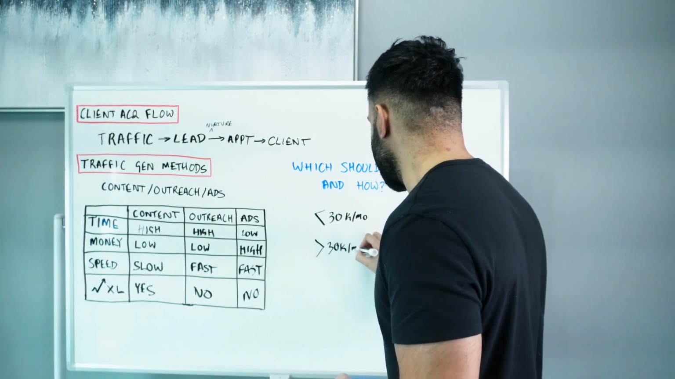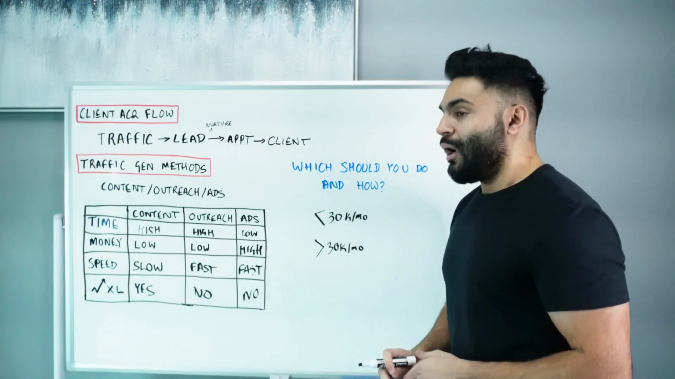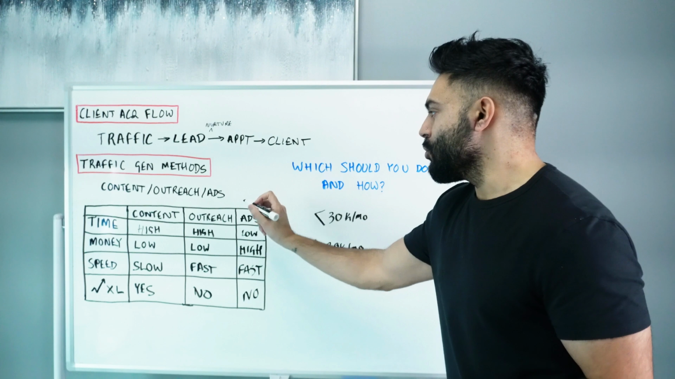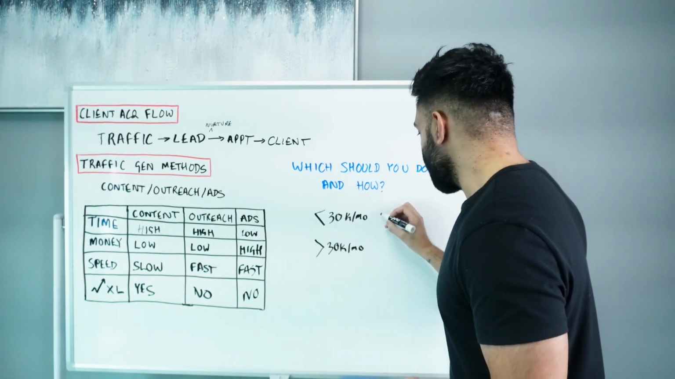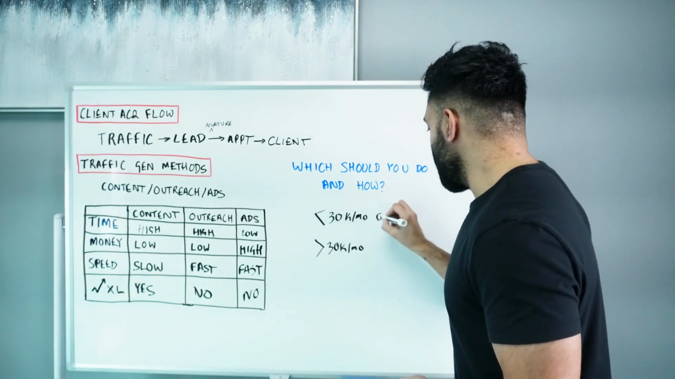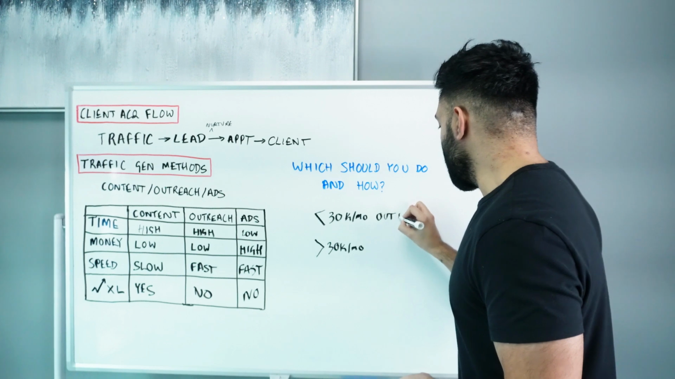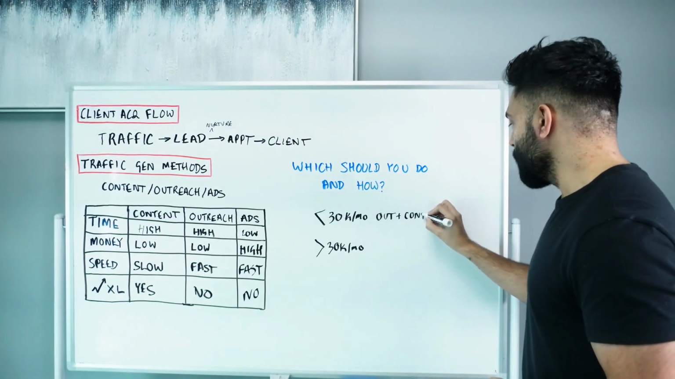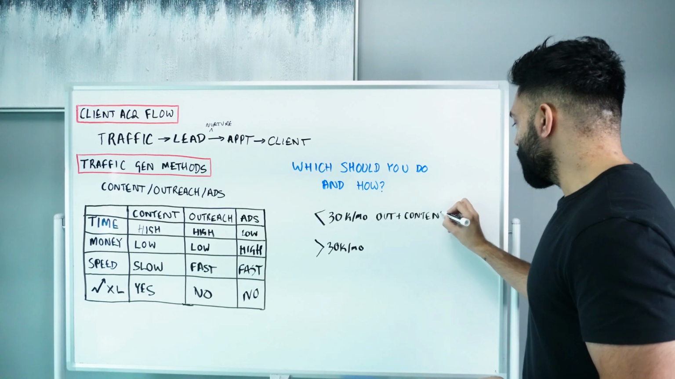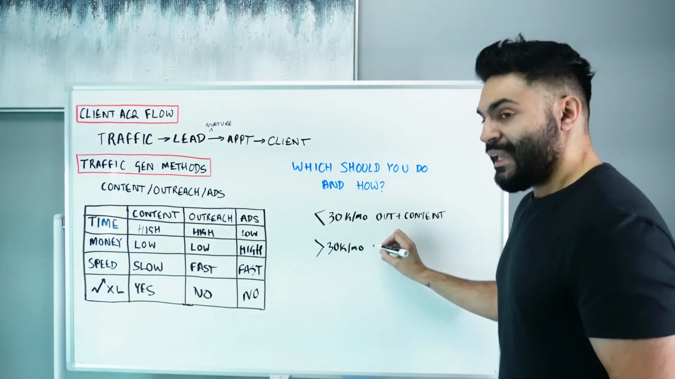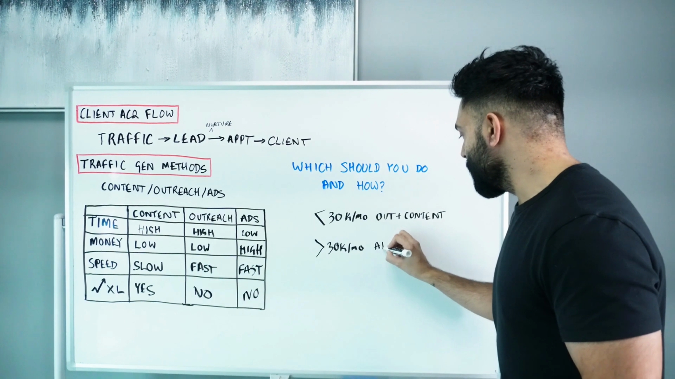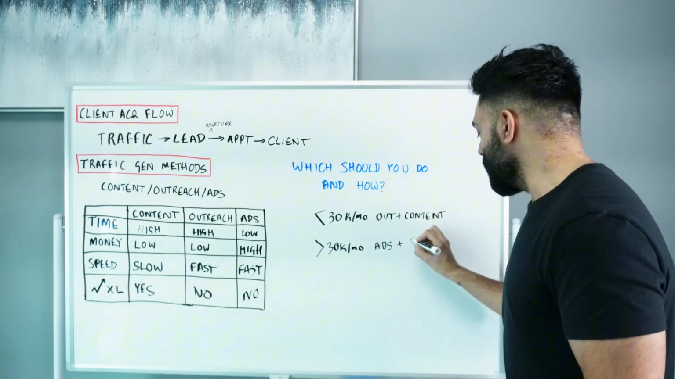So if you're under 30K a month, what I recommend you doing is outreach and content. Okay. So we have outreach plus content. And if you're over 30K a month, I recommend you doing ads and content.